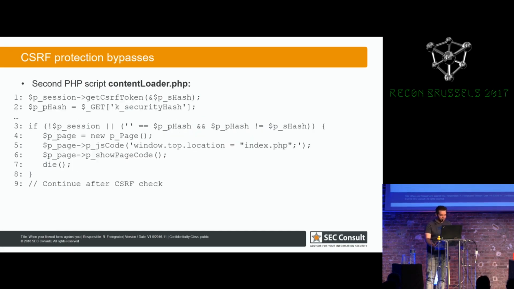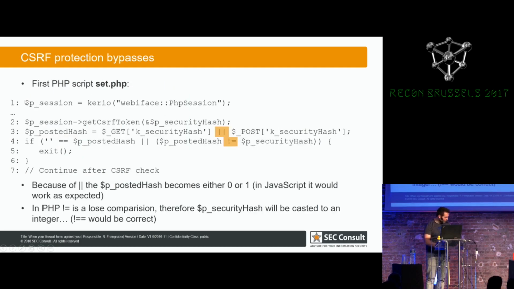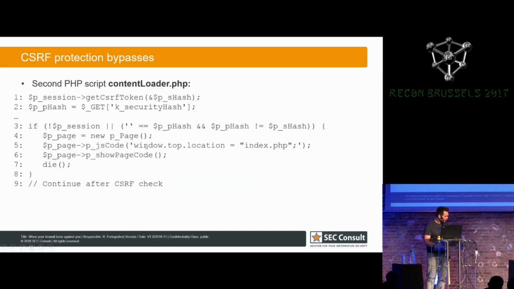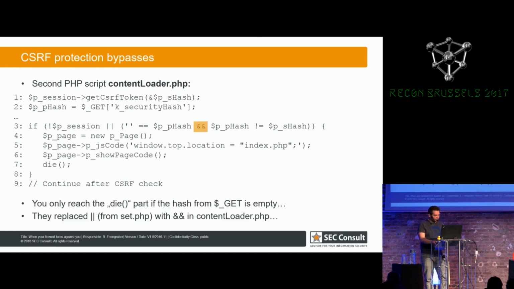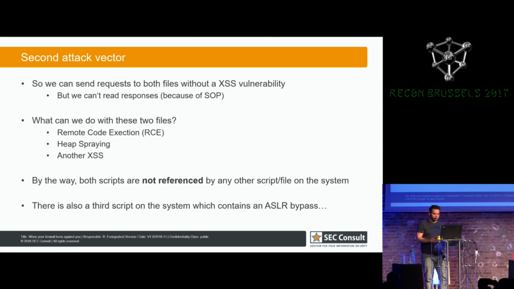The second one contained a different bypass. Here, they're doing the stuff correctly. They just get the GET parameter. But the problem is, in the first one, they made the check: is the posted hash empty or some condition. And here, they make the same check: is the hash empty and some condition. That means as soon as you set it to any value, you can again bypass the cross-site request forgery check. That means this allows me to execute any action on these two PHP scripts, and they basically contain everything you need as an attacker.